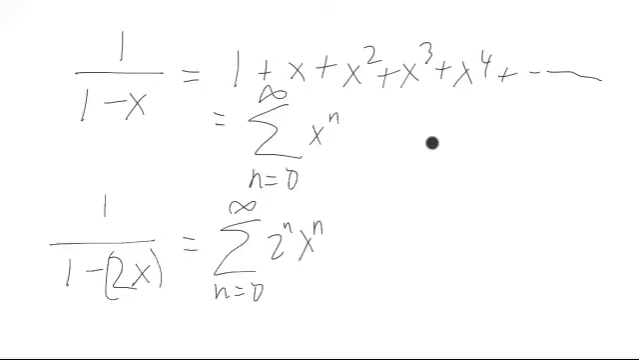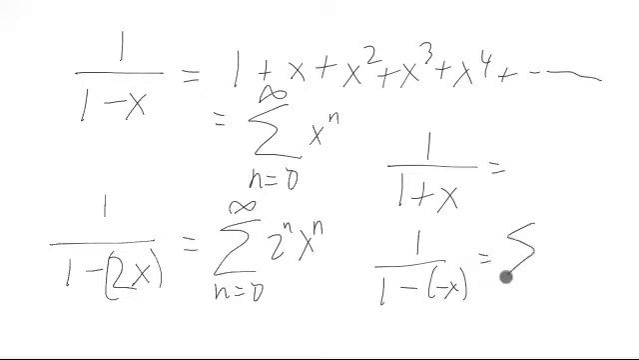Or what if we had like 1 over 1 plus x? What could you do with that? You could rewrite that as, think of this as 1 over 1 minus negative x, and then just stick negative x into this guy. So negative x to the n, which is the same thing as negative 1 to the n, x to the n, replacing that. So if we have anything like this, we can quickly rewrite it as a power series. Of course, we have to be careful of radius of convergence and interval of convergence when we do so.